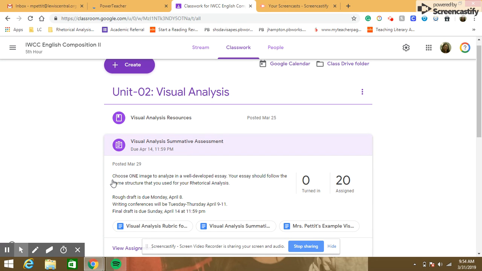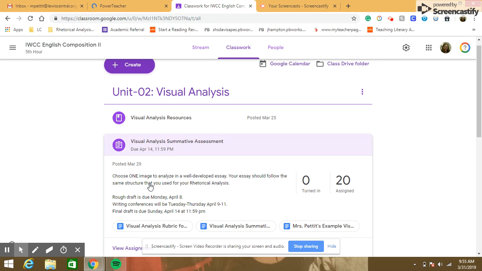You're going to choose one image to analyze in a well-developed essay. Your essay should follow the same structure that you used for your rhetorical analysis. So it's basically the exact same thing you just did in your last essay, except instead of looking at written text, you're using visual text.